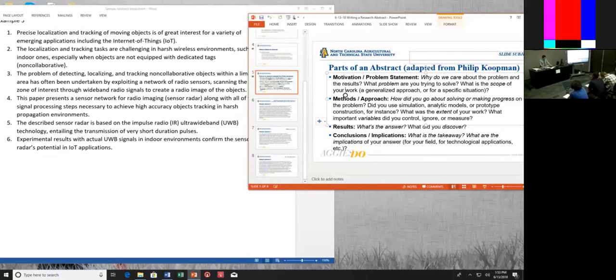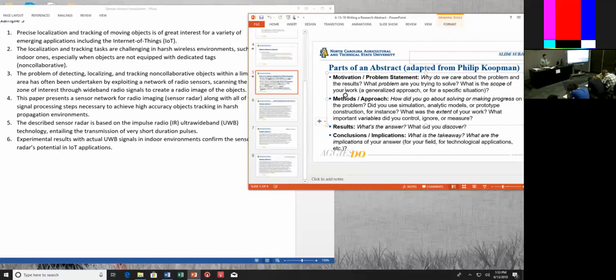They talk about methods. One thing I want to point out with methods, and you saw this, I think, it was harder to see in the second one, but it's certainly clear in this one and maybe in the first one as well. Let's see what they do here. I want you to see what you make of this. So it says, sentence 2, the localization and tracking tasks are challenging in harsh wireless environments. That's still speaking to the problem, right? That's telling us there's a problem that hasn't fully been addressed.